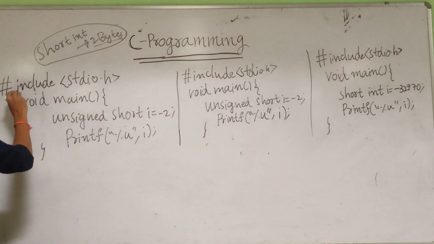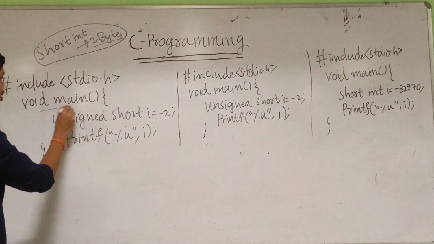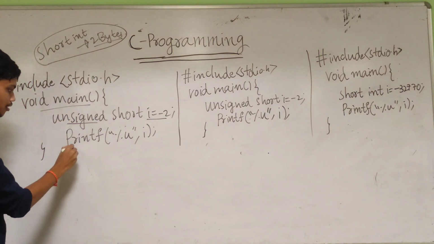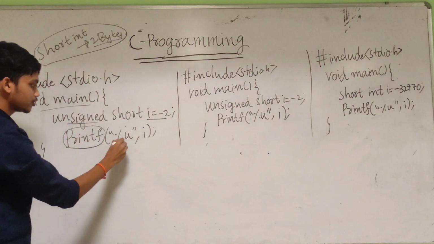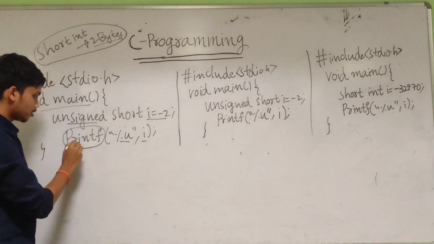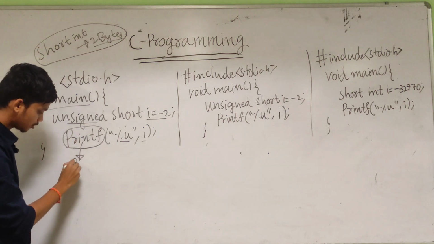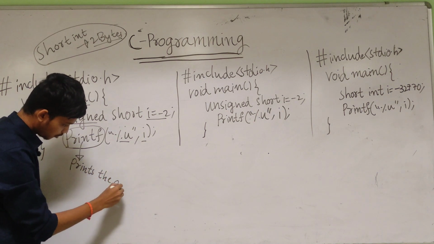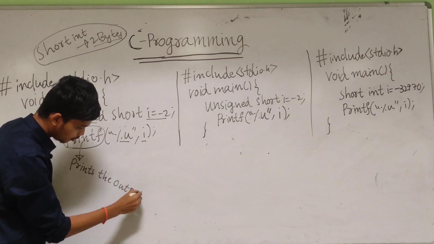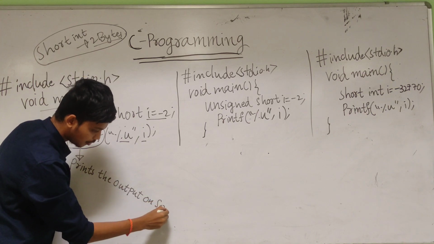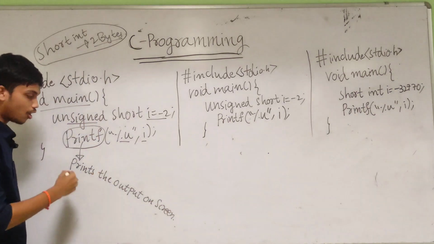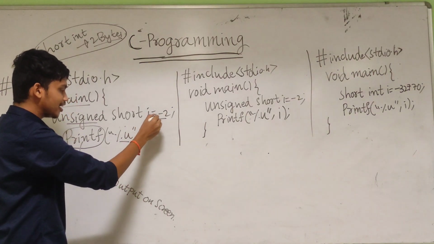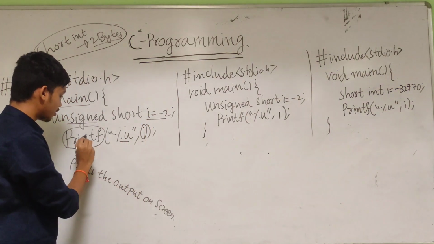Now observe this question. #include <stdio.h>, void main is there. Unsigned short int I equals minus 2. Printf is there, with %u and I. Don't worry about this. This printf prints the output on screen. Here, the value that I holds will be printed by the printf.